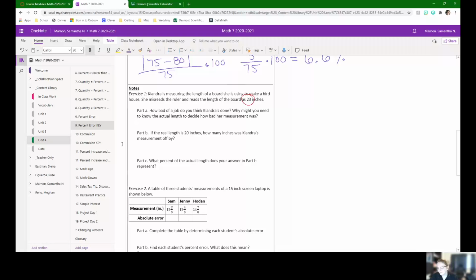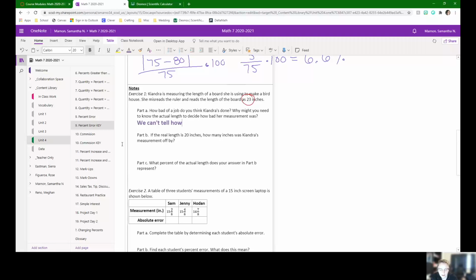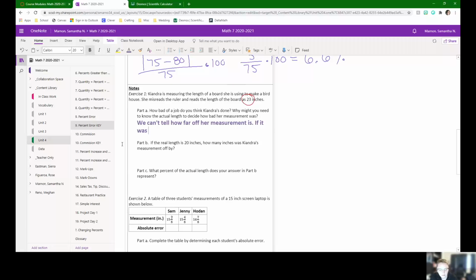Okay, so we can't really tell how bad of a job she's done. We can say we can't tell how far off her measurement is, because we don't have anything to compare it to. But here's the thing, if it was 23¼ inches, she was pretty close. But if it was really 50 inches, she was really, really far. So it's going to depend on how long it really was. We can phrase that however we want. So we can say, if it was 23¼ she would be close.